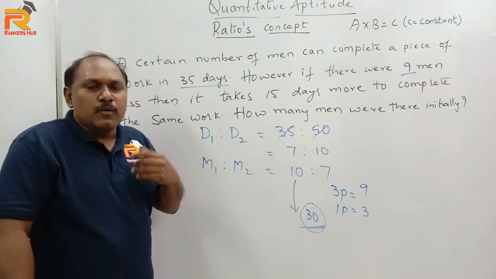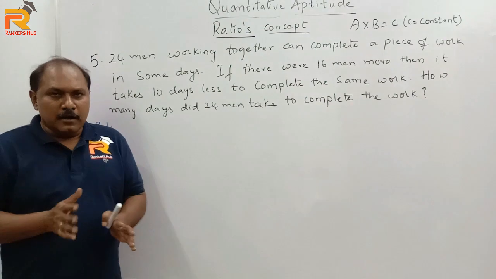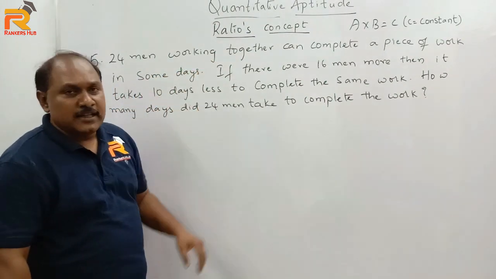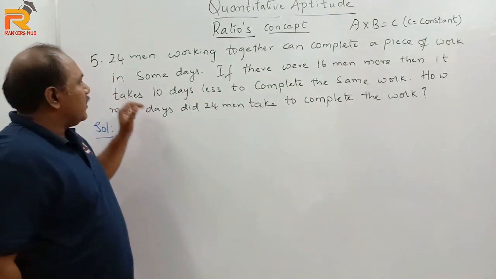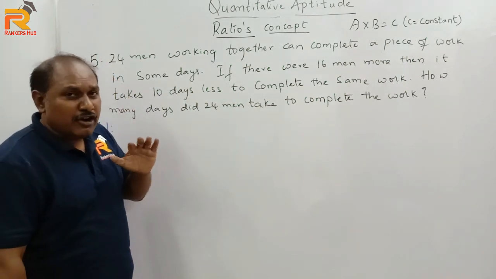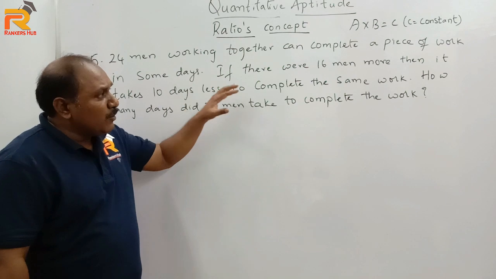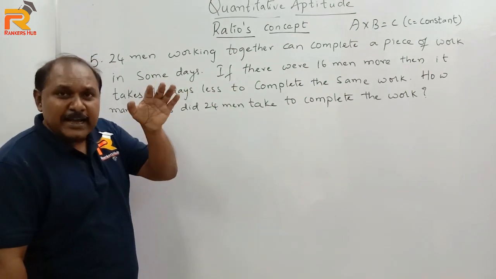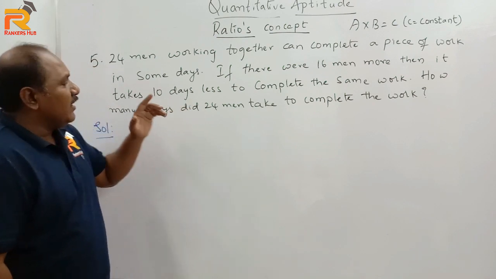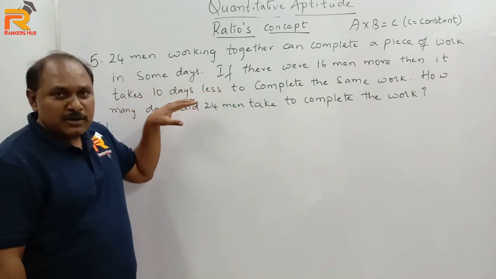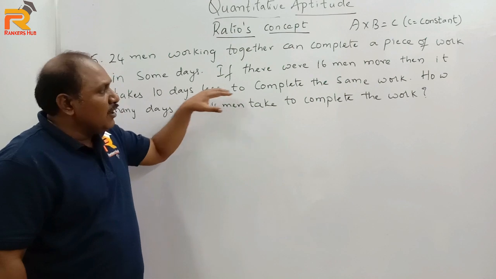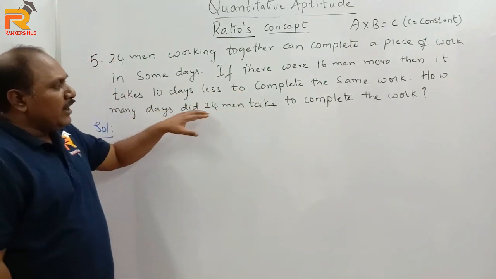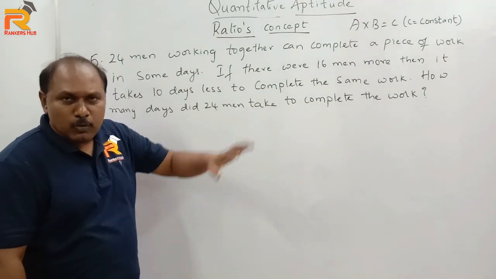Now let us look into the next question. 24 men working together can complete a piece of work in some days. So here we are not given the time. If there were 16 men more, so you know that when men increase, time will decrease, then it takes 10 days less. So clearly you can see time decreased to complete the same work. So how many days did 24 men take to complete the work?